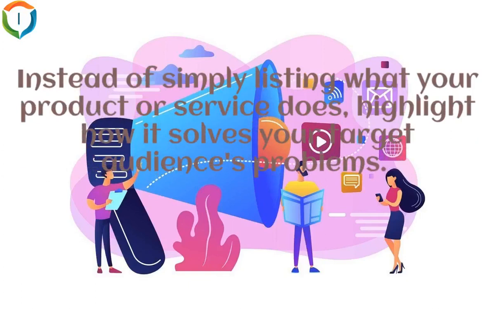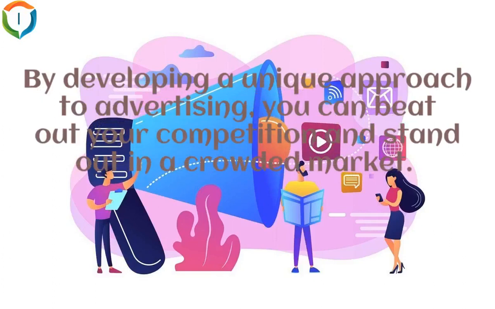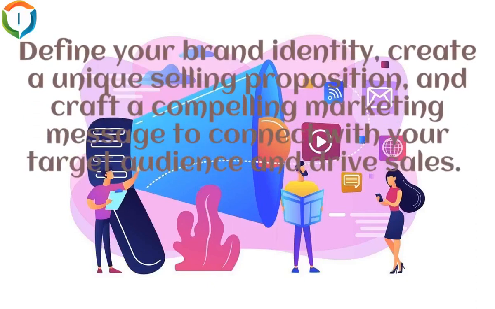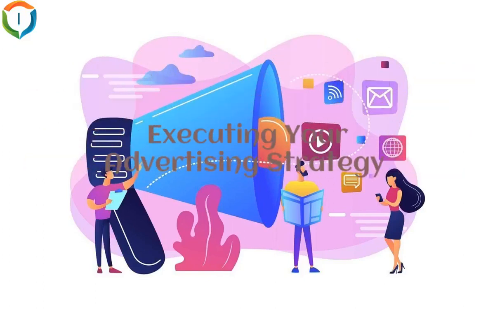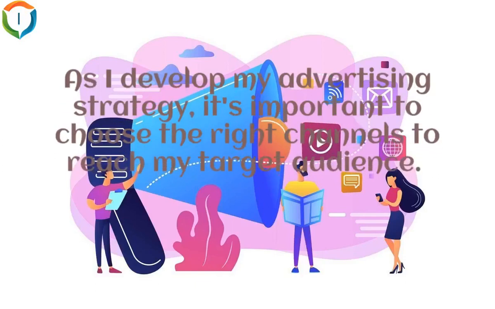Crafting your marketing message. Once you've defined your brand identity and created a USP, it's time to craft your marketing message. This should be a clear, concise statement that communicates your USP and resonates with your target audience. When crafting your marketing message, it's important to focus on benefits rather than features. Instead of simply listing what your product or service does, highlight how it solves your target audience's problems. Use emotional language to connect with your audience and create a sense of urgency.